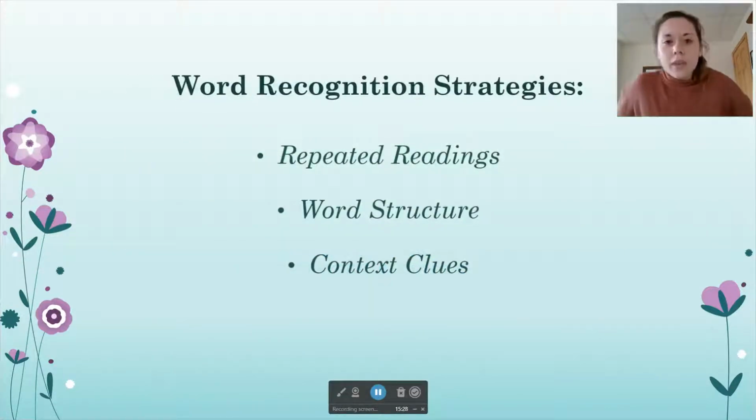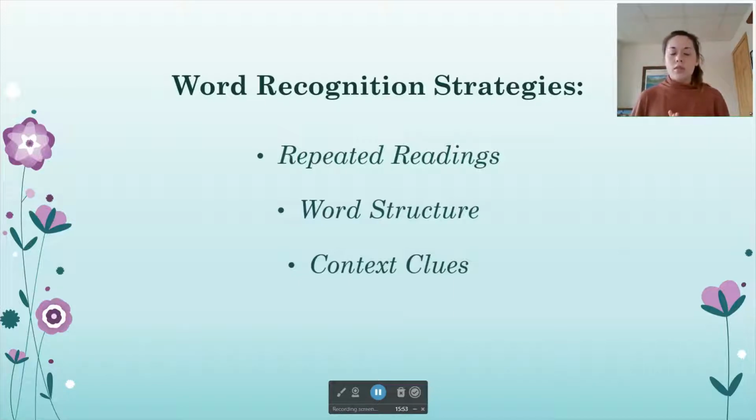Yay, the fun part. For the strategies, I know I only have to do 2, but because I honestly don't have a lot to talk about, I might as well talk about 3 that were mentioned that I thought were good things to use in the classroom. The first one is repeated readings, the second is word structure, and then context clues.